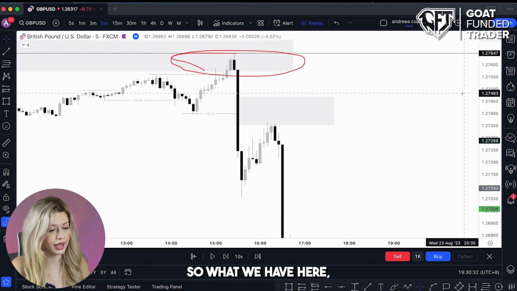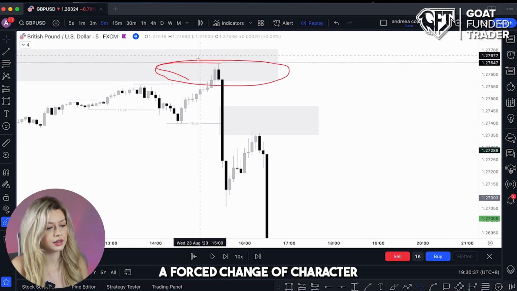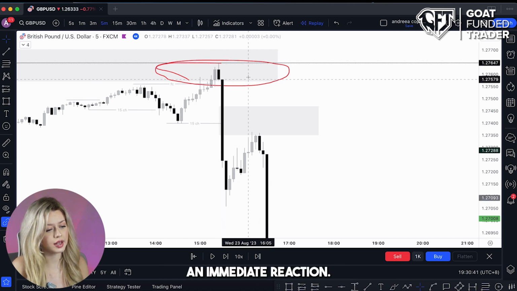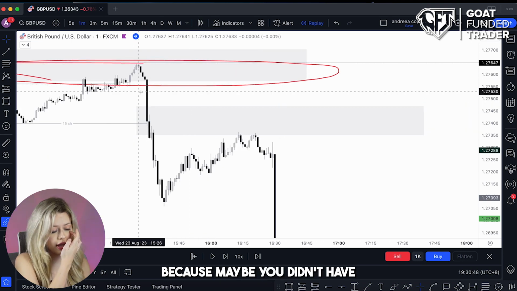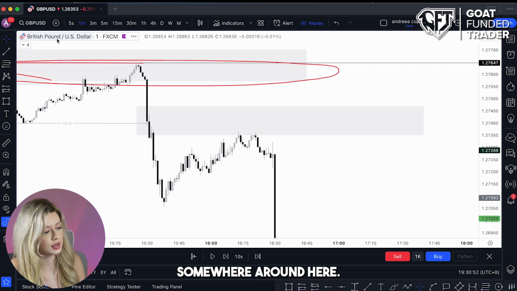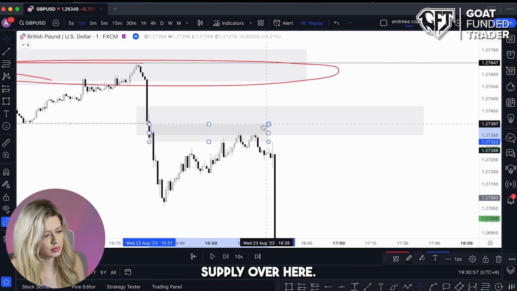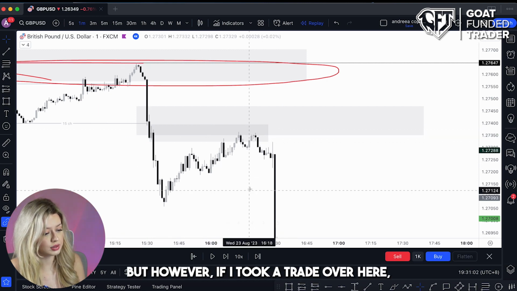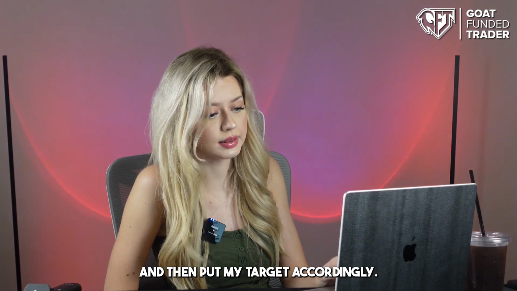So what we had here: a 15-minute change of character, a false change of character, mitigation of this white area, and an immediate reaction. If you didn't catch it from the start on lower time frames, because maybe you didn't have an opportunity, you could have caught it somewhere around here. As you can see, refined on 1 minute, there was some kind of refined supply over here. It made sense, but if I took a trade over here, I would simply cover this entire area and then put my target accordingly.